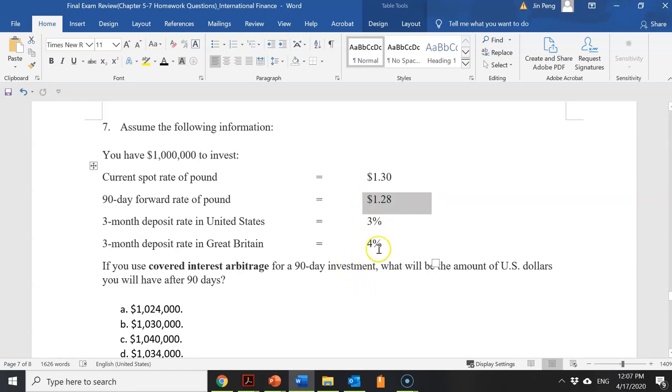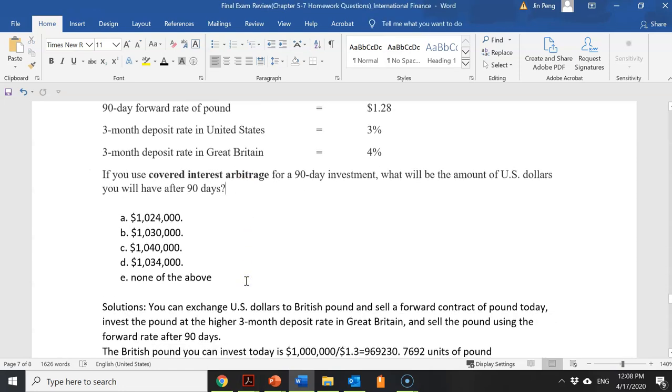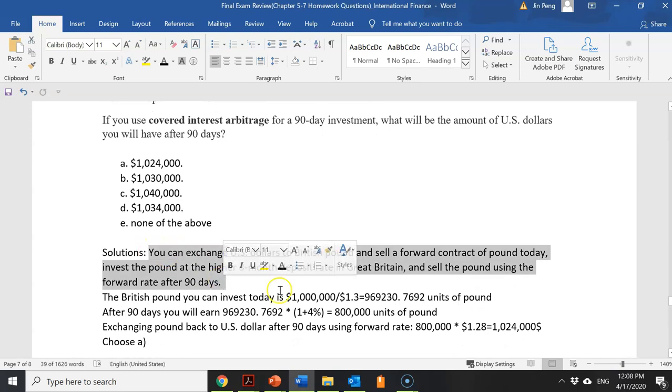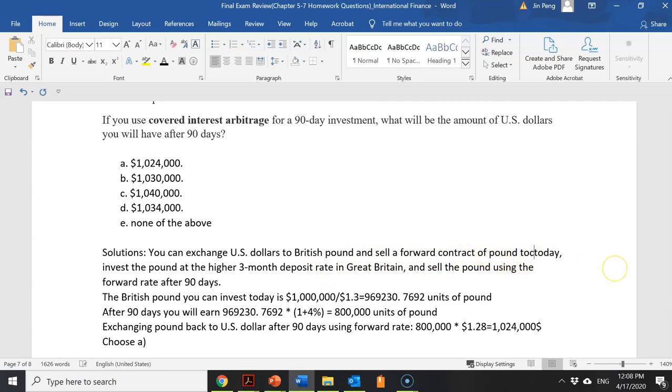Okay, so by using covered interest arbitrage, we can invest in the foreign country with the higher interest rate and at the same time cover the exchange rate risk using a forward contract. So you can exchange US dollars to British pound today and sell a forward contract to cover the exchange rate risk.